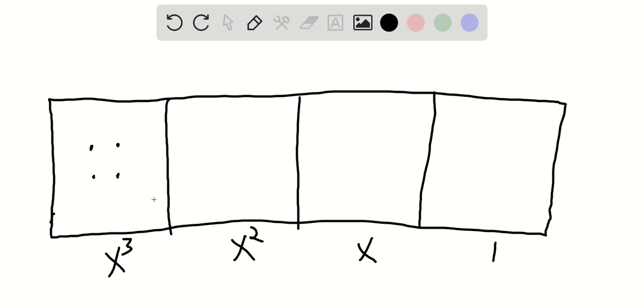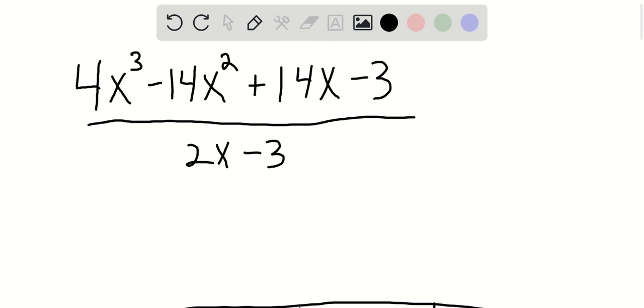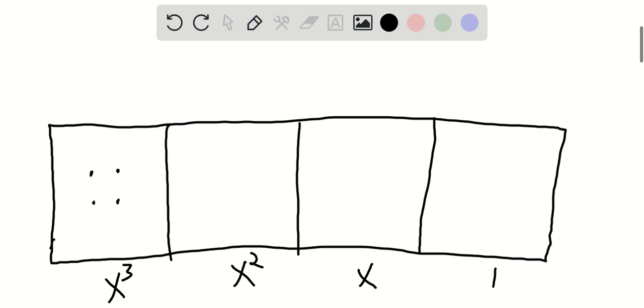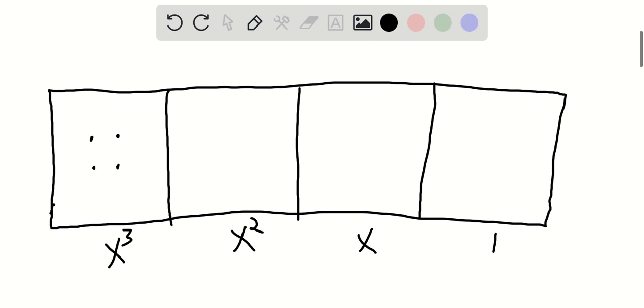So there's 4x cubed. And then we have minus 14x squared. Remember, subtraction is just the addition of the opposite. So really, we're adding the opposite of 14x squared. Therefore, we need 14 anti-dots in our x squared box. Instead of writing all those dots in, I'm just going to write minus 14 here. That means I have 14 anti-dots in my x squared box.